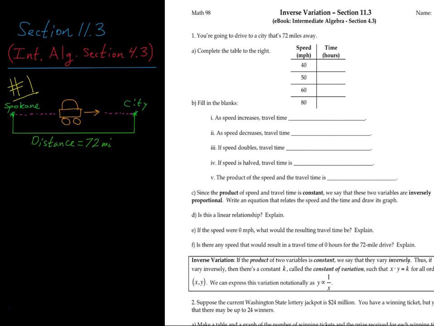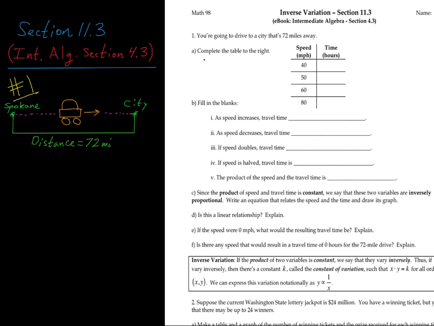In this first video in section 11.3, we're going to introduce inverse variation. Let's just start with question number 1. It says you're going to drive to a city that's 72 miles away. I've drawn a little figure here. So we're leaving Spokane, driving to some city, say 72 miles away. Here's our little baby carriage looking car.